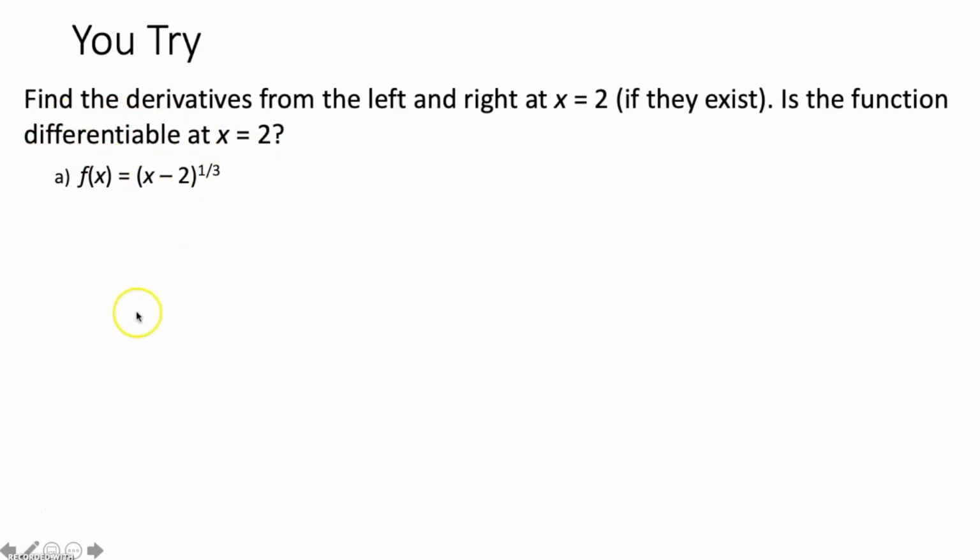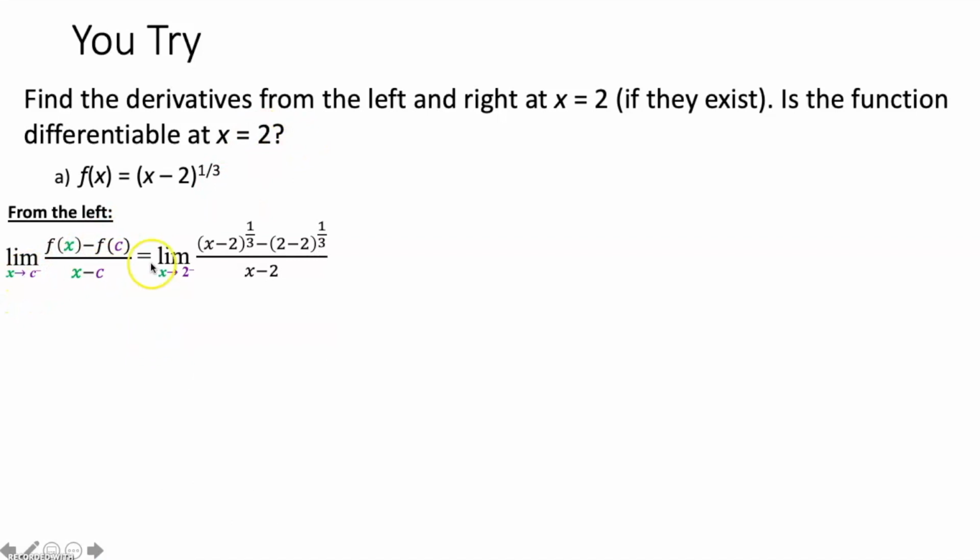So we need to prove that down here. So let's start by coming in from the left, and again, we're using the alternative form of the derivative so we can find the slope of the function coming in from the left. Now, to do this, our c value is again 2, so we plug that in here, here, and here. We then plug in our function. F of x is equal to x minus 2 to the 1/3 power. That goes in here. F of 2 is 2 minus 2 to the 1/3 power, and that's all over x minus 2.